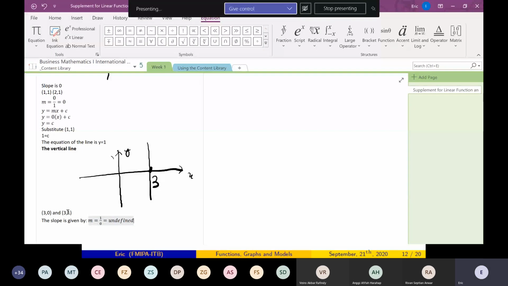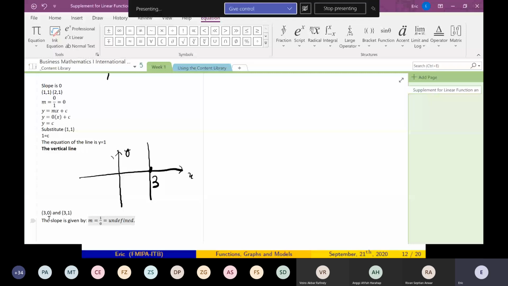Later you will see that 1 divided by something that goes to 0 will be minus infinity or infinity. But 1 divided by 0, you don't have anything, undefined. Remember, infinity is not a number, it's just a property that it gets bigger and bigger, or smaller and smaller. So 1 divided by 0 is undefined.